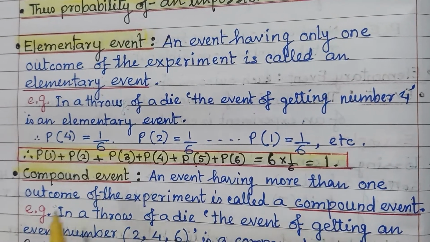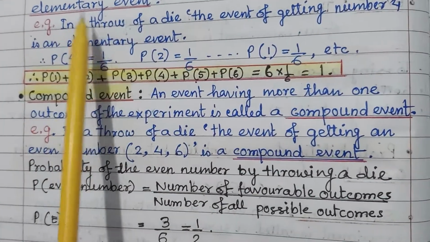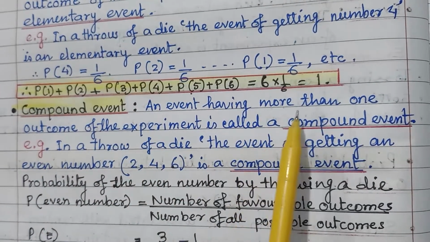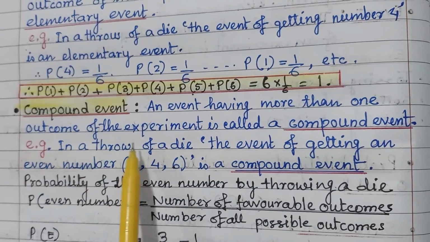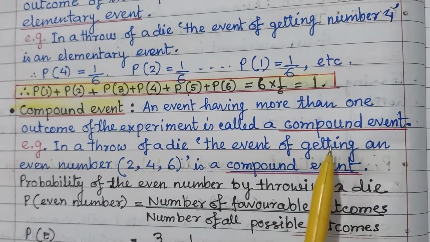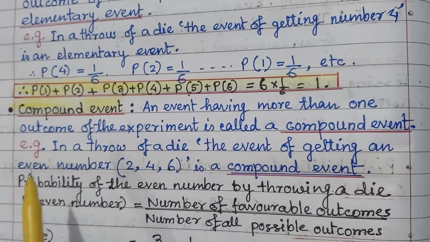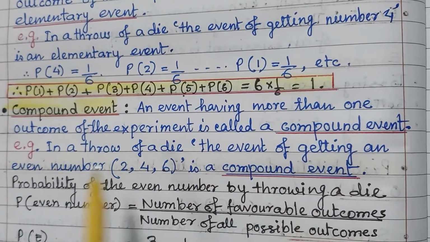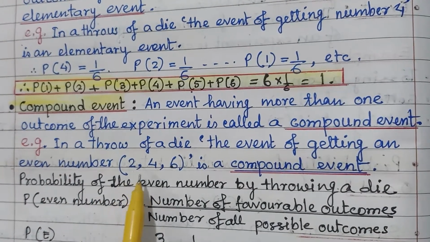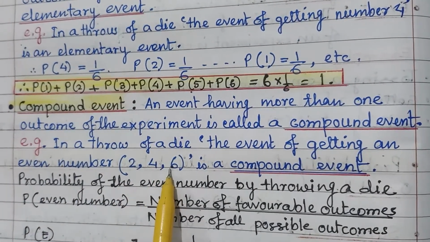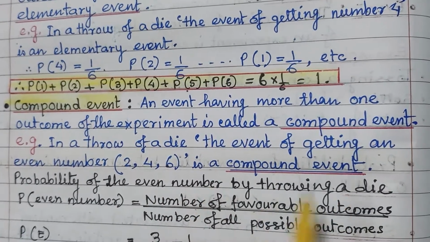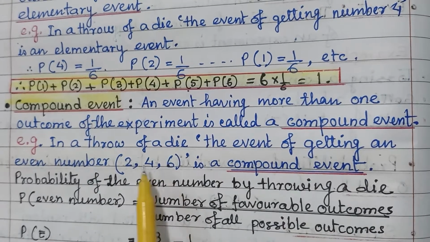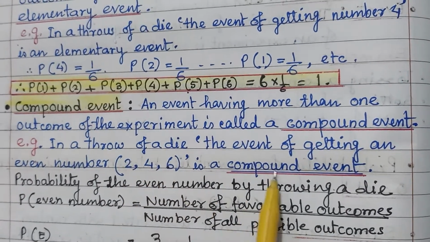Next, compound event. An event having more than one outcome of the experiment is called a compound event. For an example, in a throw of a die, the event of getting an even number, where 2, 4 and 6 are the even numbers on a die, is a compound event. When we get more than one result, the outcome is more than one, and that is called a compound event.